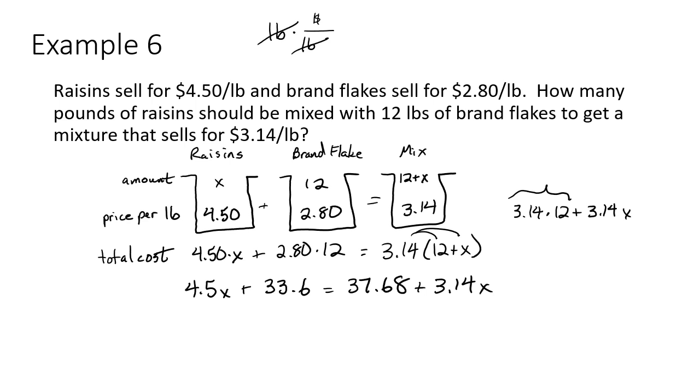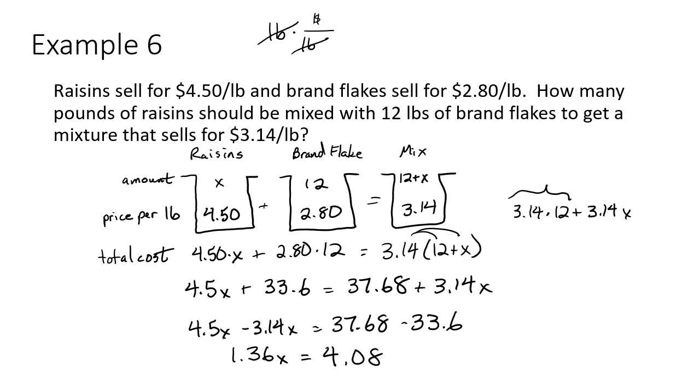Now it's just about combining like terms, solving the linear equation. So I'm going to move my x's over to the left. This is going to be a 4.5x. I'm going to subtract 3.14x from both sides to move it to the left. And this is going to be equal to my constants, 37.68. And then I'm going to subtract 33.6 from both sides to move it to the right. And now I'm going to combine like terms. So I'm going to use a calculator to help me out with both of these. And I get 1.36x is equal to 4.08.